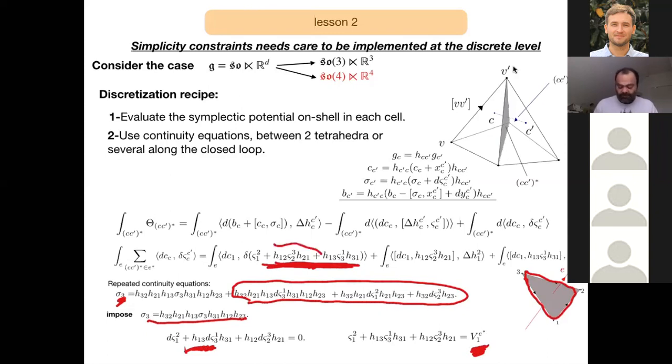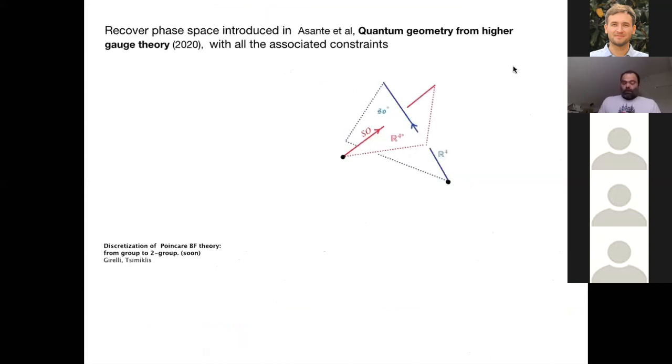This is an expression that's going to decorate the dual faces. So when you perform that, you do all the calculations. I apologize, maybe it was a bit too technical. But the bottom line is that you recover exactly the phase space that was introduced by us, so Aldo, Peter, Seth, Bianca, and myself. In this case, you really recover that you have the links which are decorated by SO elements, and faces which are decorated by such elements.